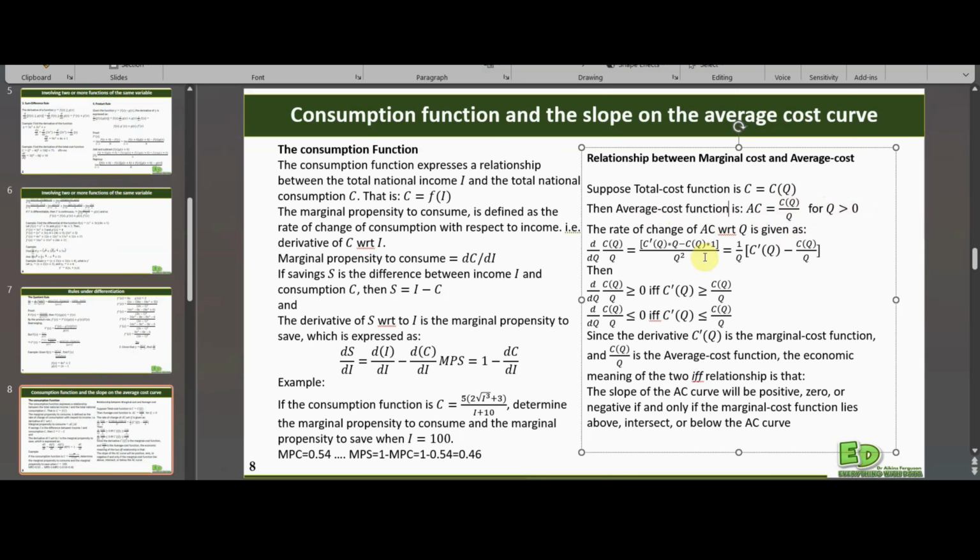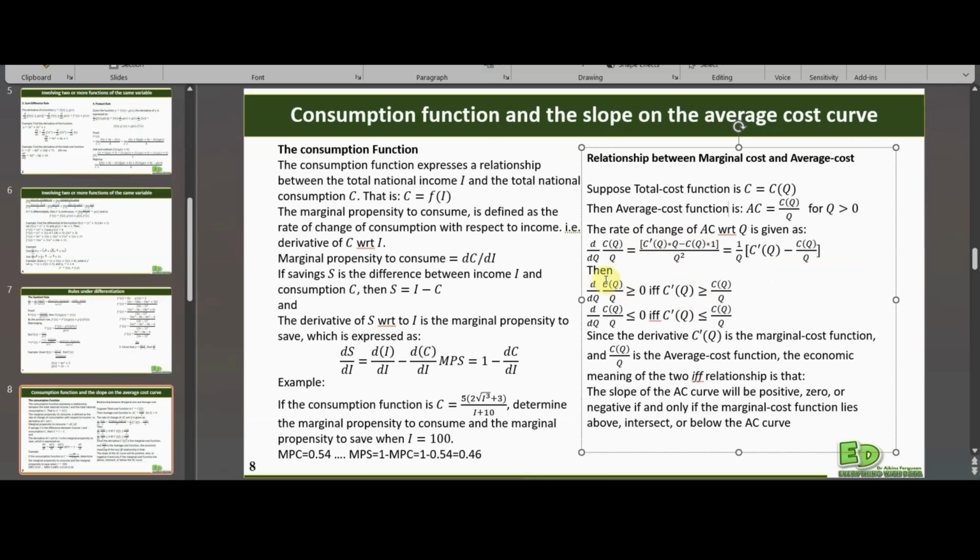0, right? Okay. So we have something here which is talking about the rate of change of the average cost with respect to quantity, giving us C over Q. Here we are just using the quotient rule formula. So it is C prime of Q multiplying Q minus C of Q multiplying 1, all over Q squared. That will give you this.